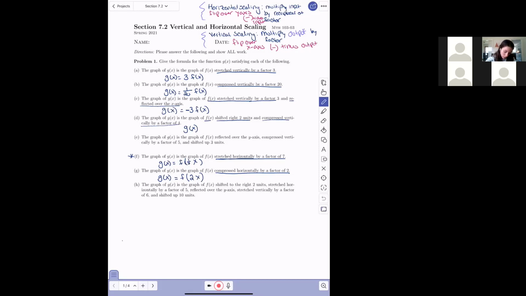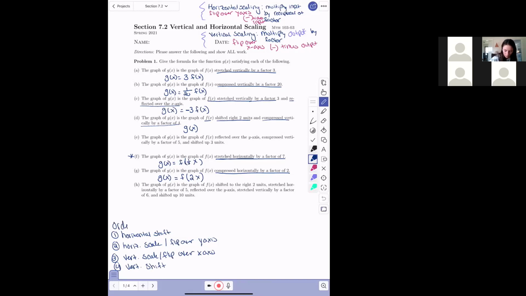So in general, you're going to deal with the horizontal first. First, you deal with the horizontal shift. Then you deal with the horizontal scale or if it flips over the y-axis. Then you go ahead and deal with the vertical scale or flip over the x-axis. Then you deal with the vertical shift. So this is kind of the order of operations for this stuff.